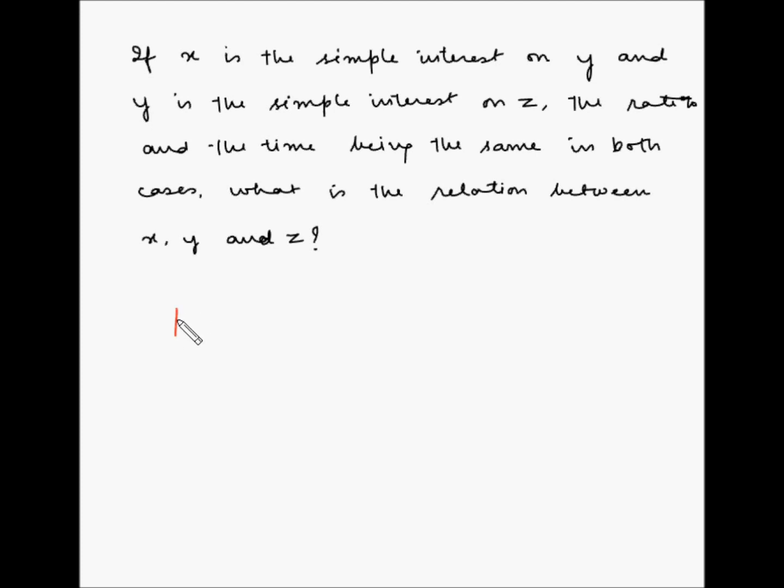So the first scenario is that an amount of y has been put on simple interest. So the principal amount is y and x is the simple interest earned. So the simple interest is equal to x. In the second scenario, an amount of z has been put on simple interest and the simple interest earned is y. So in the first case the simple interest is x, the second case simple interest is y.